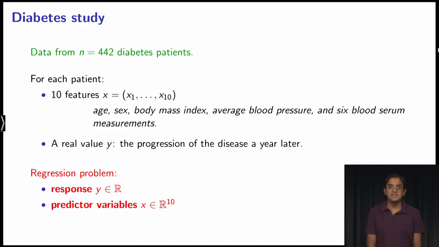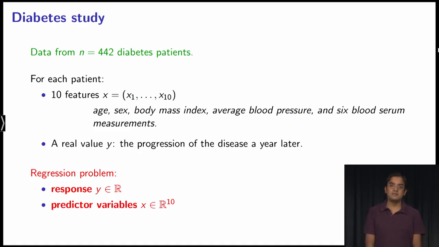For each patient, 10 features were measured, features that could plausibly impact the progression of the disease. So they were age, sex, body mass index, which is a measure of how overweight somebody is, average blood pressure, and various blood serum measurements. Okay? So these 10 features were measured for each of the patients, and then the patient came back a year later and a value was measured which indicated how much the disease had progressed over the course of the year. Okay? And that value was called y.